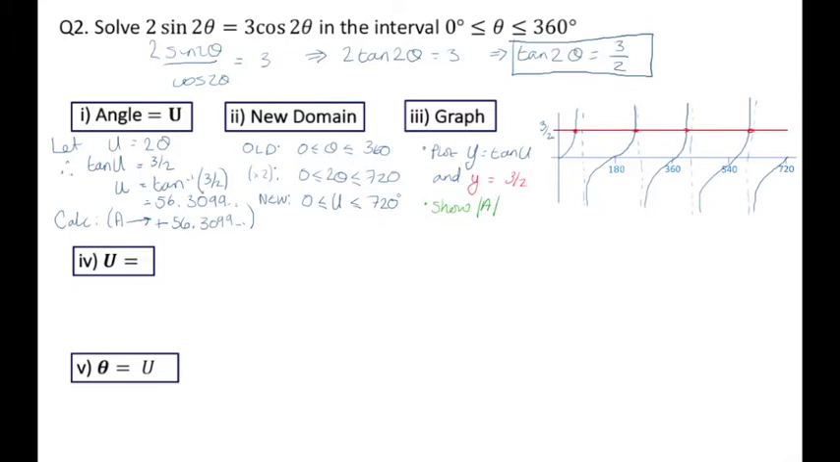Now we're not interested in the coordinate, we want just the x coordinate there. Let's call these angles, so remember that we're plotting the tan U graph, so this axis is going to be U. Let's call these values U1, U2, U3 and U4.